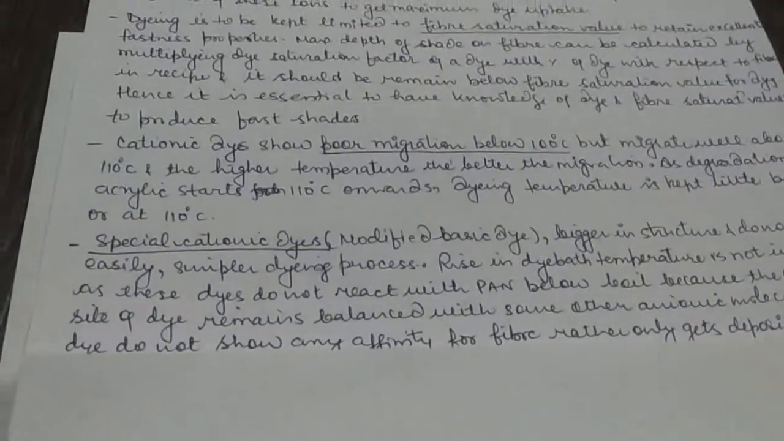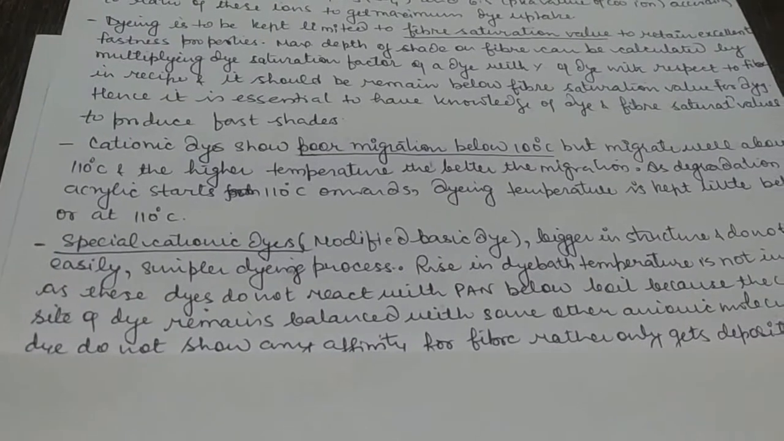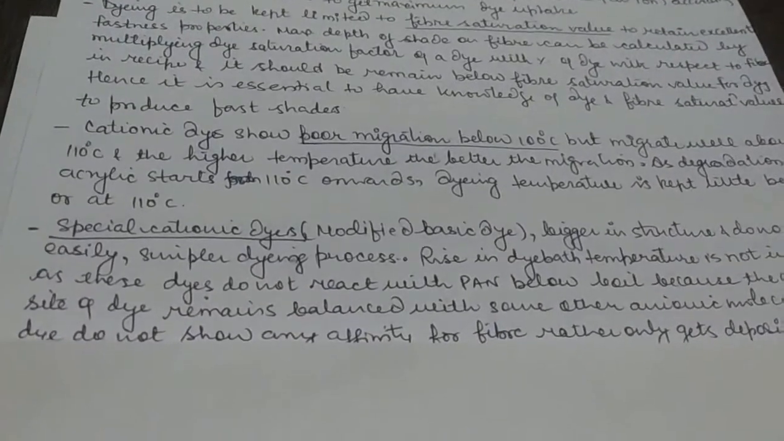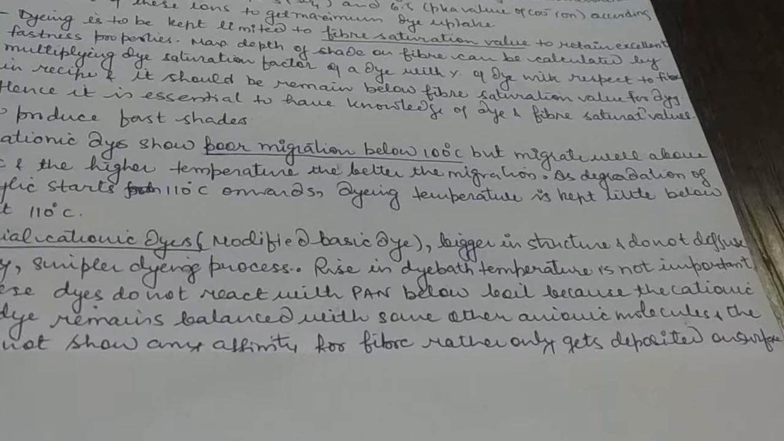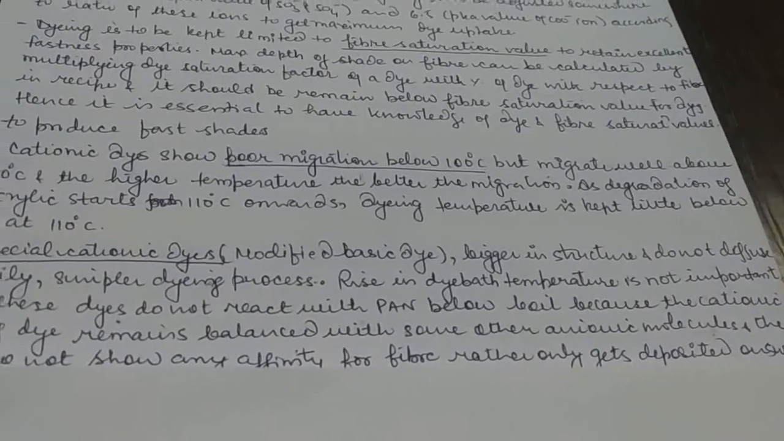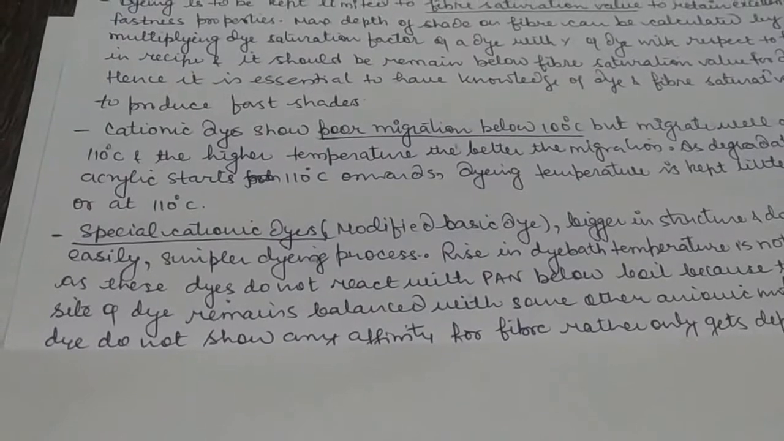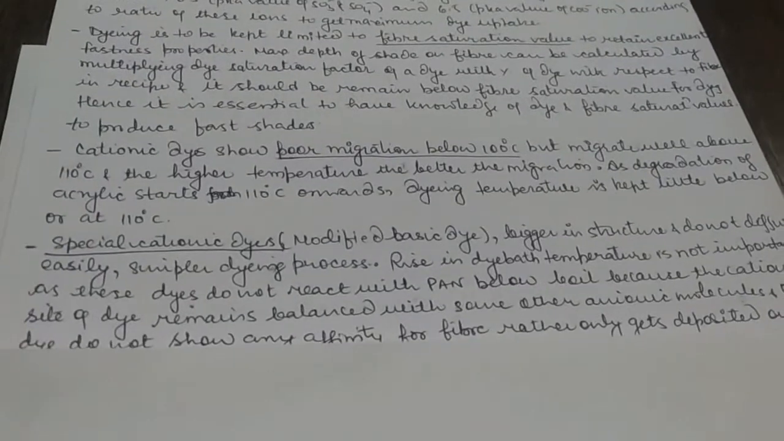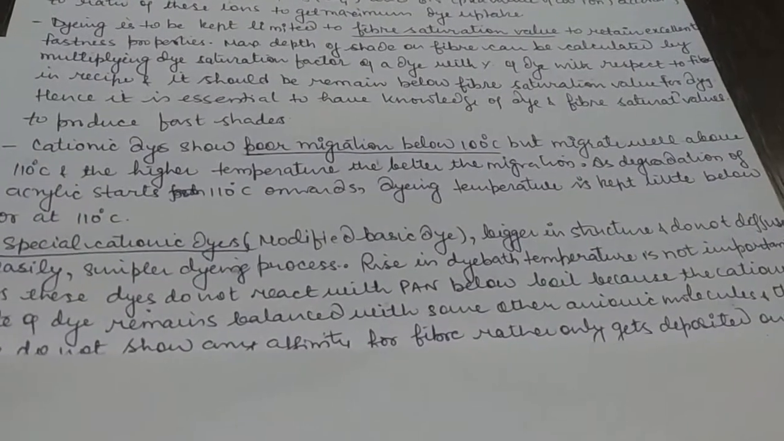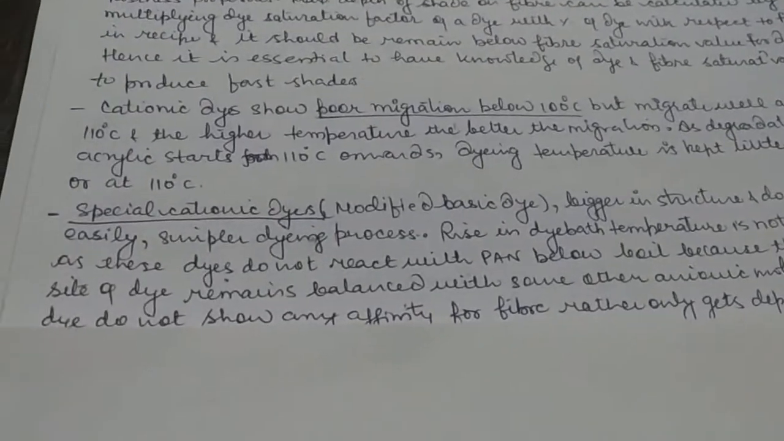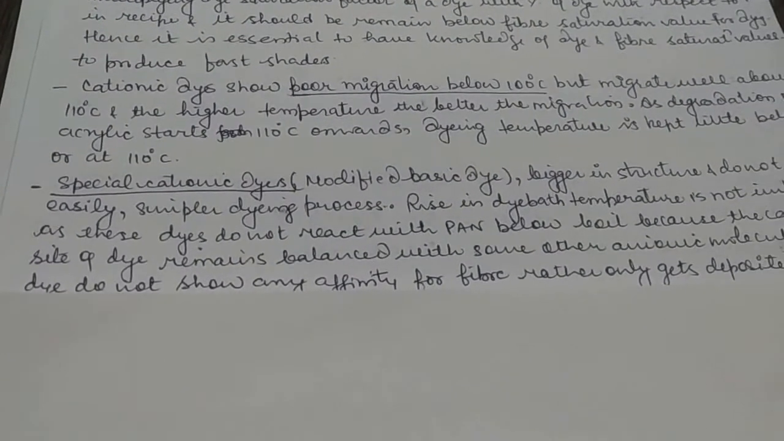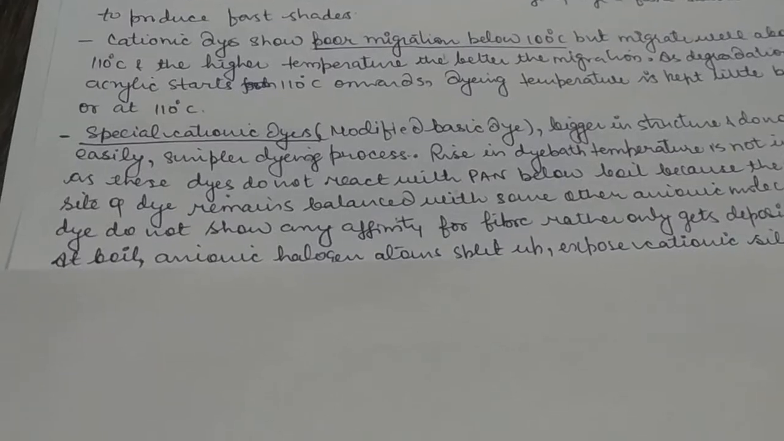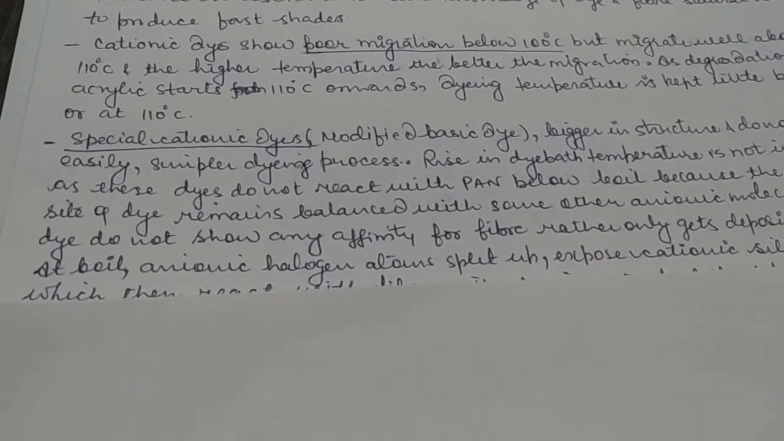Special cationic dyes are modified basic dyes, specially manufactured for dyeing of acrylic fiber. These dyes are bigger in structure, meaning the molecules of these dyes are bigger, and do not diffuse easily, and the dyeing process is very simple. So a rise in dye bath temperature is not important, as these dyes do not react with polyacrylonitrile below boil, because the cationic sides of the dye remain balanced with some other anionic molecules, and the dye does not show any affinity for the fiber, rather only gets deposited on the surface at boil.